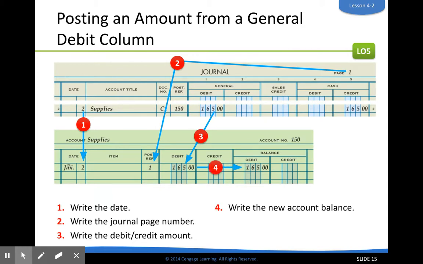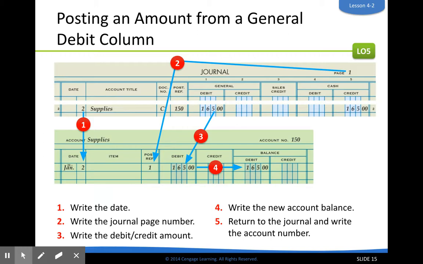Step 4, we need to update the account balance. Well, this is just the first transaction that we're entering into this ledger. So our balance is just what we have so far. So 165 is the new balance. When you think of this balance column, think of it as the running tally for the balance of that account. We're always going to update that every time we put in a new transaction.